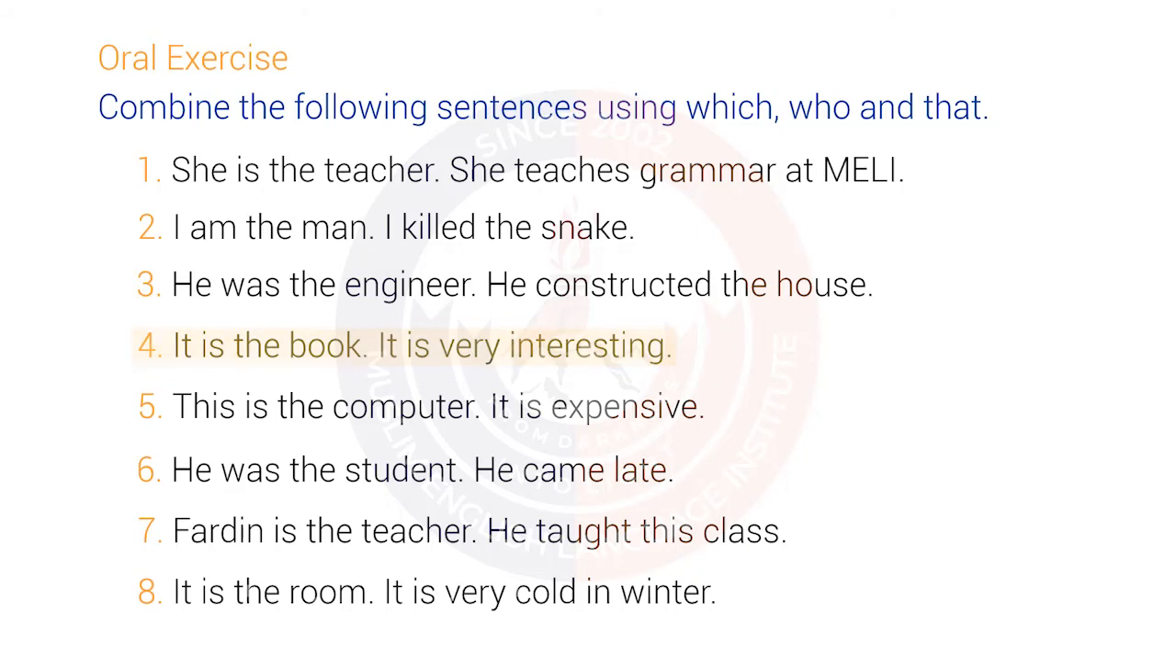Number 4. It is the book, it is very interesting. It is the book which is very interesting, or you can also say that is very interesting. Number 5. This is a computer, it is expensive. This is a computer which or that is expensive. He was the student, he came late. He was the student who came late or that came late.